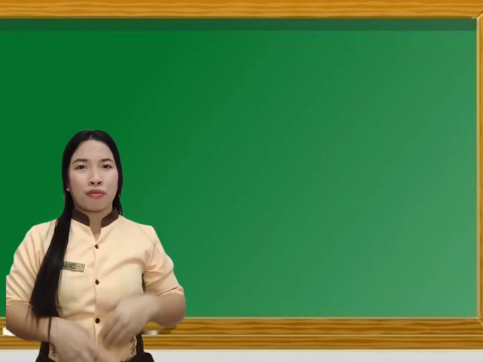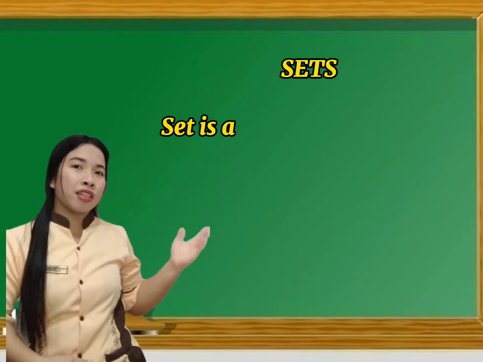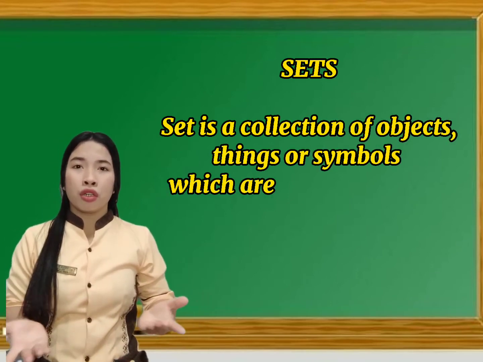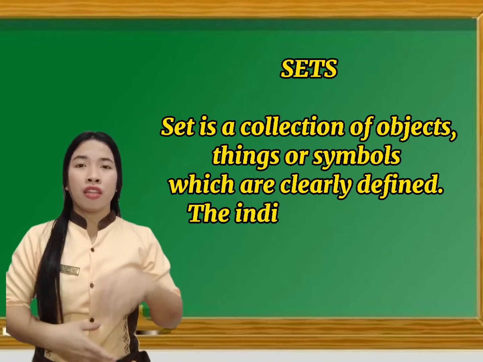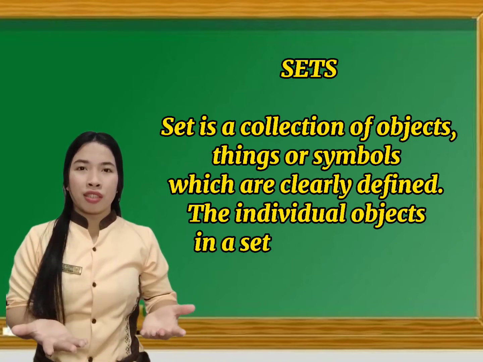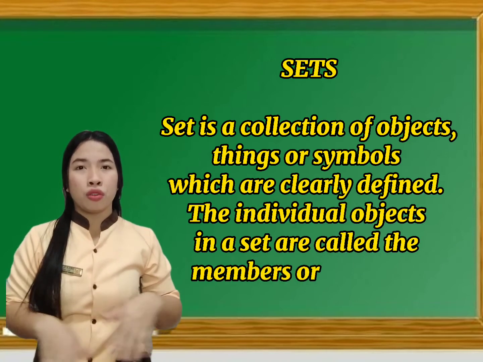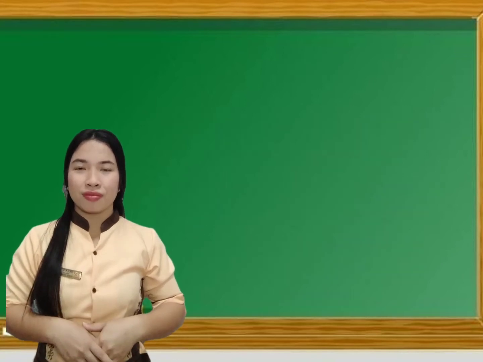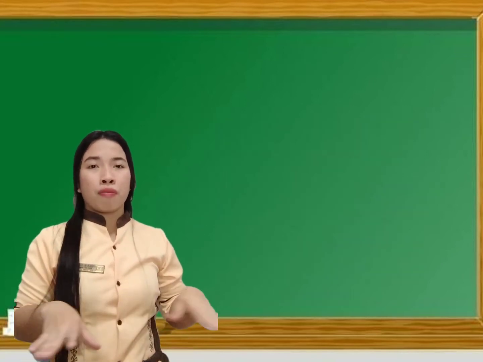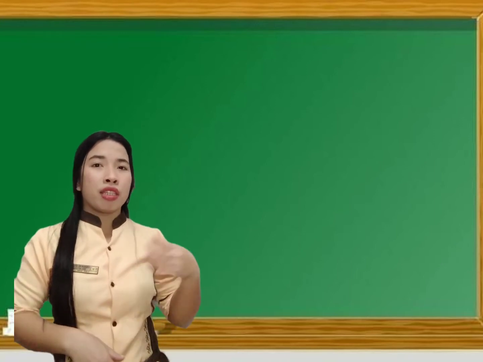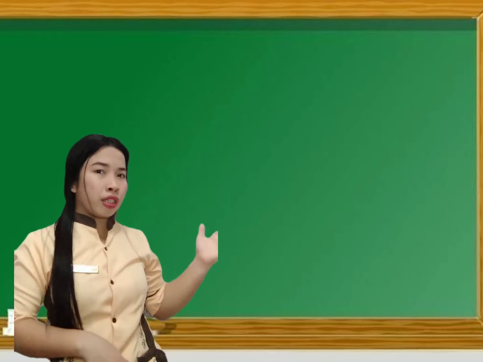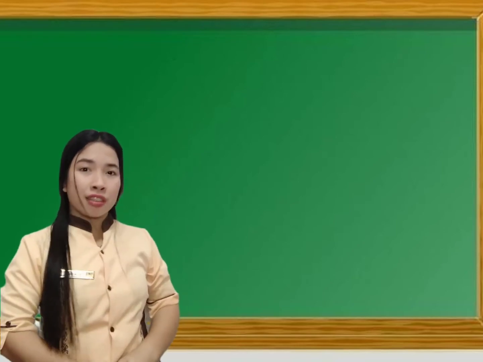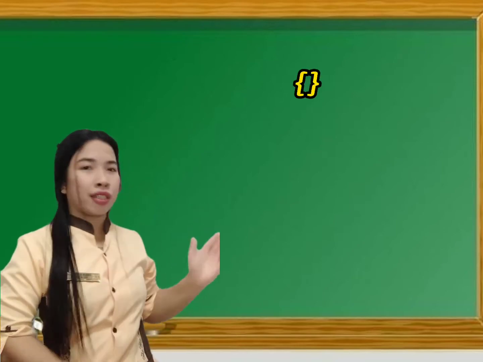So what is it, by the way? A set is a collection of objects, things, or symbols which are clearly defined. The individual objects in a set are called the members or the elements of the set. Before I go through the main topic today, let me discuss first the set symbols with you, class. First symbol, this one.